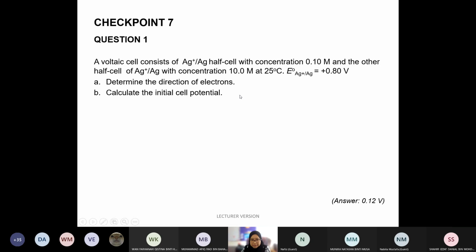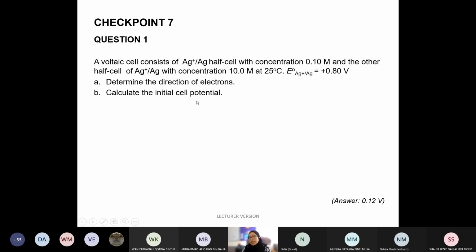from the less concentrated solution, which is the 0.1 molar solution. Be specific, guys, which is the anode side, to the more concentrated solution, which is 10 molar, where the reduction takes place, which the cathode is immersed in. That is what it means to determine the direction of electron: from less concentrated to more concentrated.